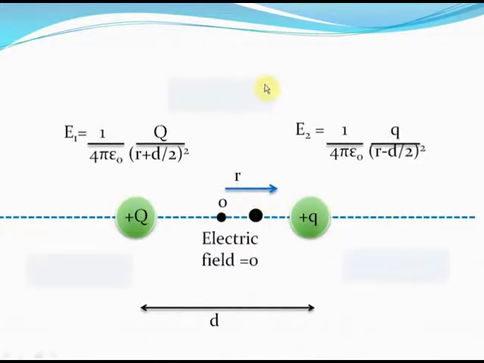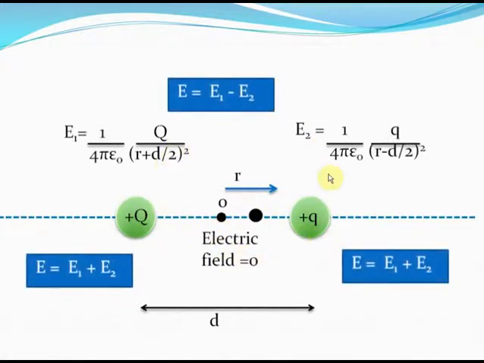The field inside this two charge system on the axis will clearly be E1 minus E2, isn't it? After all, we just showed that the field inside will be opposite in direction because of both the charges. I've written E1 minus E2 and not E2 minus E1 because the field due to E1, the charge plus capital Q, will be positive. It will be towards the right, isn't it?